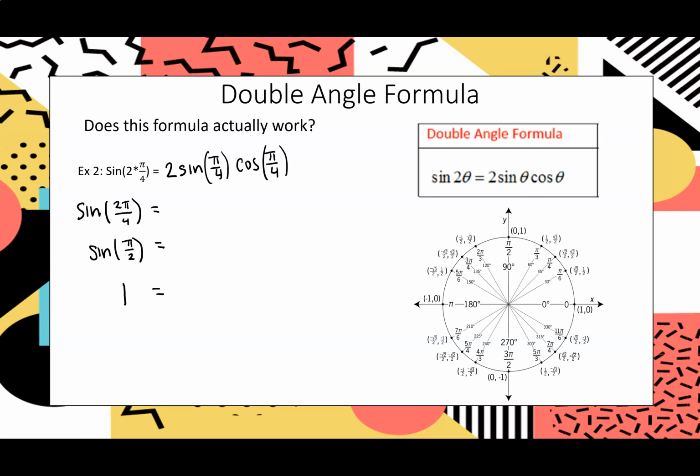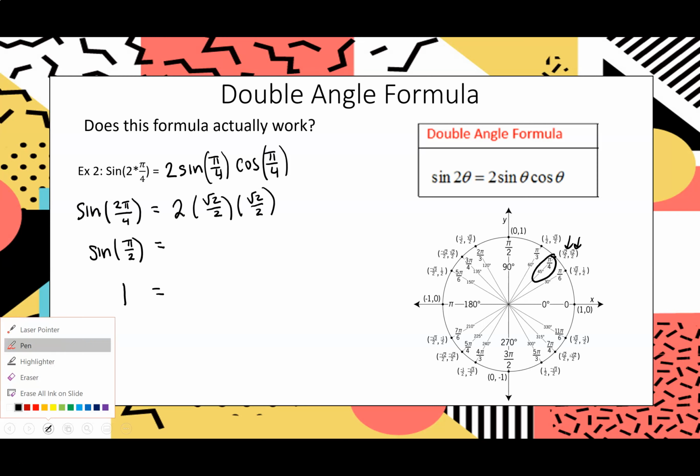Now we need to go back to our unit circle, and we need to find our pi over 4, which is right here. And both our sine and our cosine are root 2 over 2. So I'm going to have 2 times root 2 over 2 times root 2 over 2. Now I have to go ahead and multiply, and I can see right away that we've got something that cancels out. So I'm just going to go ahead and cancel that 2 and that 2.